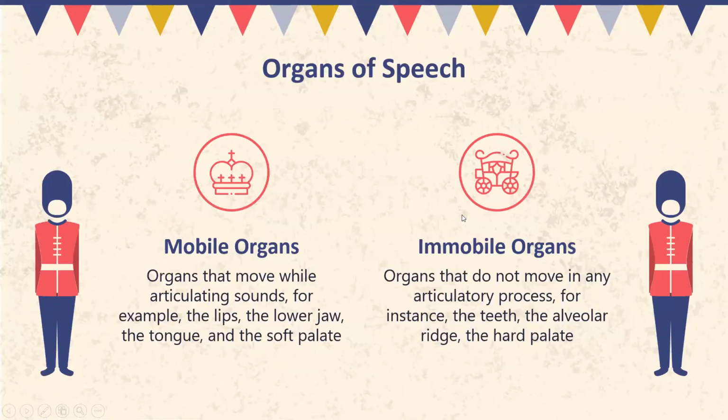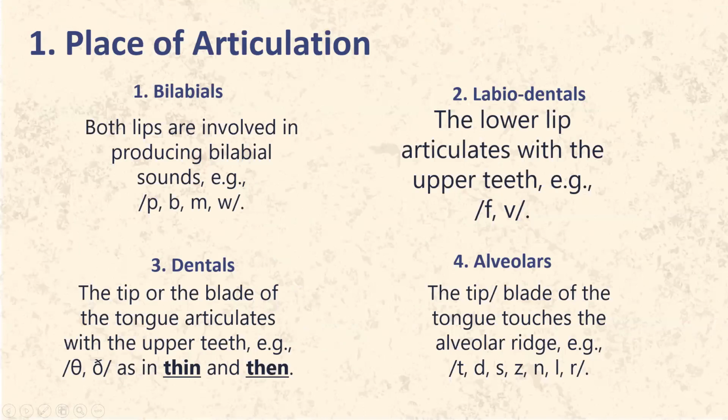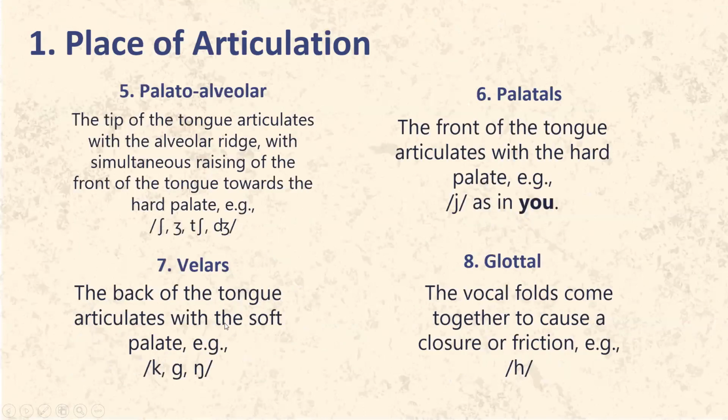The soft palate, right now we will be taking it in the manner. So the back of the tongue articulates with the soft palate, like the sound ka, ga, and ng. Glottal, okay, we have the vocal folds, the vocal cords. In the glottal sounds, the vocal folds come together to cause a closure or friction, like the sound ha.